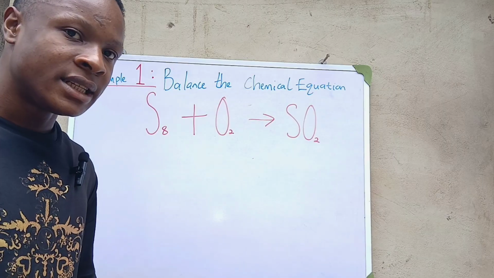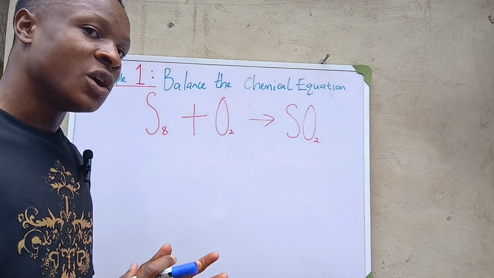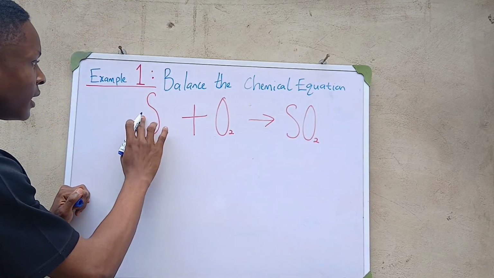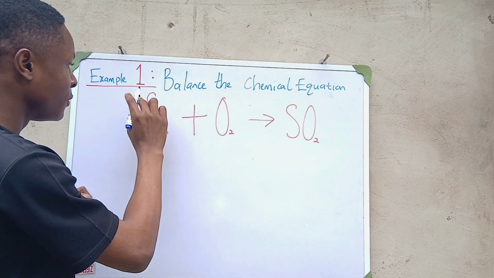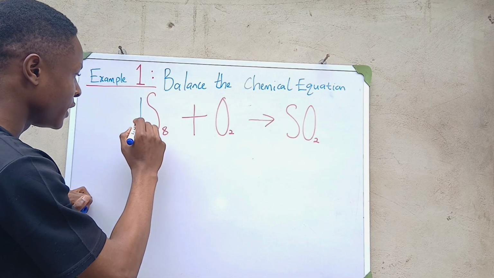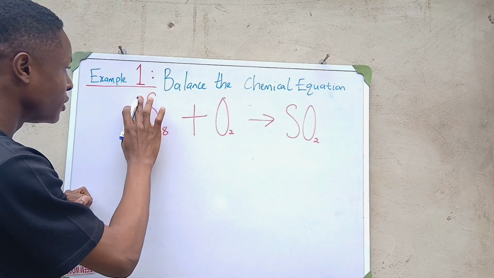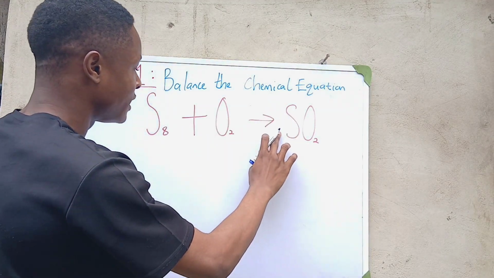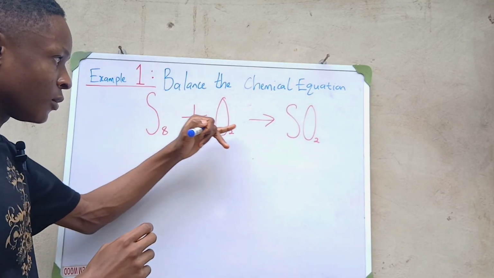When we are balancing a chemical equation, we use coefficients to balance. We don't use subscripts. What I mean by coefficients is the number close to the element or the compound. For sulfur, we have 1 here. The 1 is not written, it's already there. Anytime you don't see a coefficient, just take note that the coefficient is 1. So the coefficients here are 1, 1, 1.